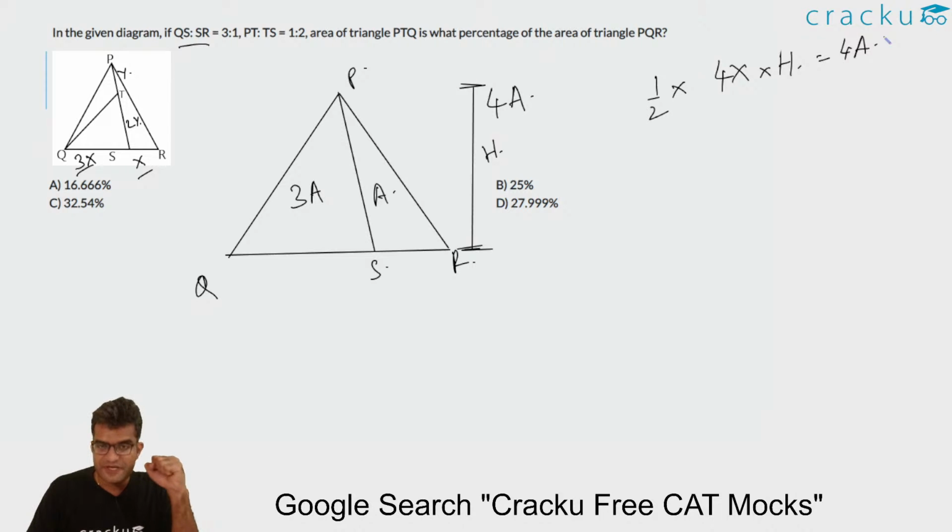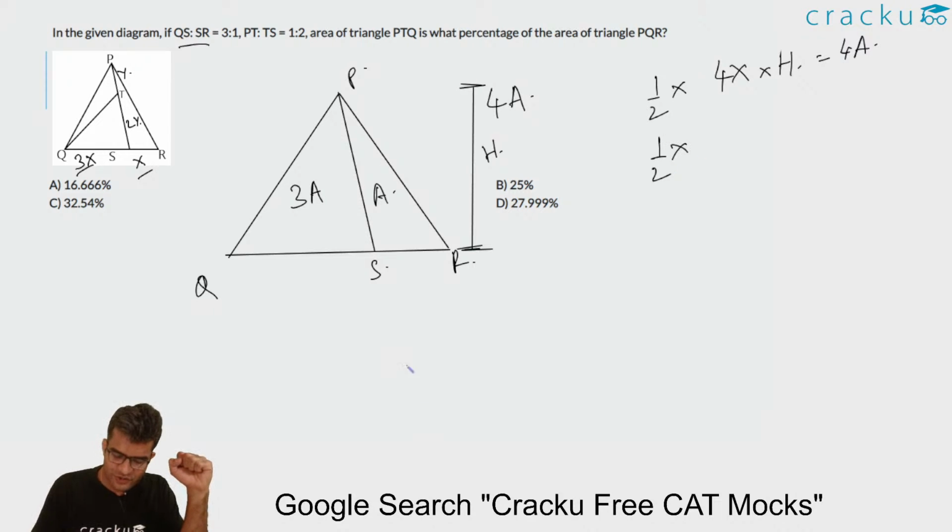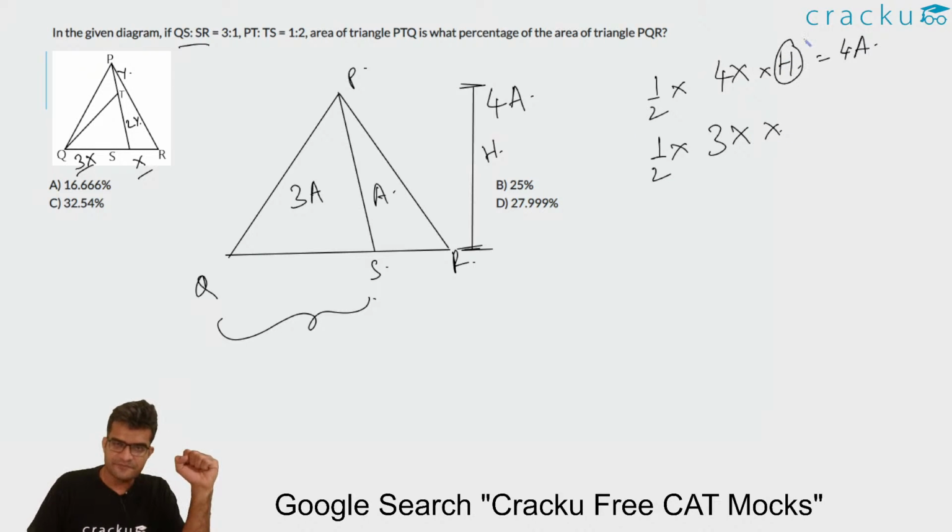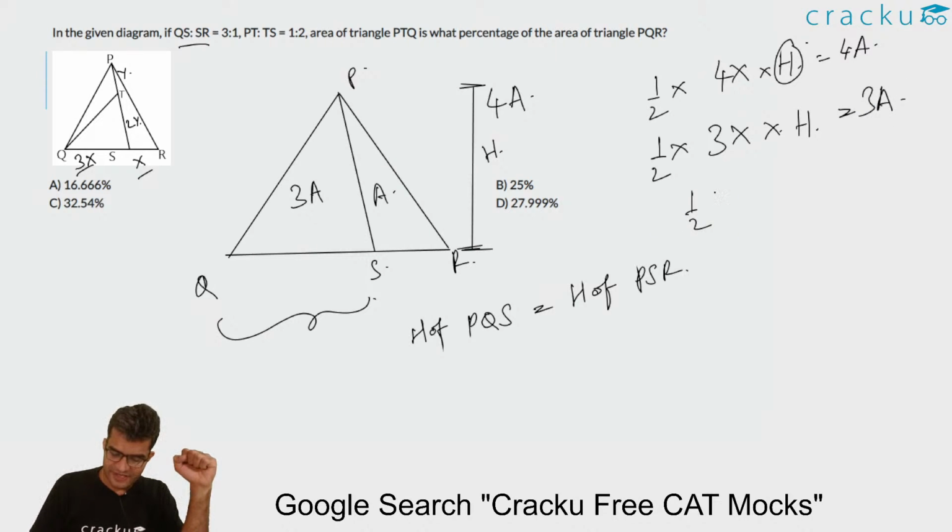What is the area of triangle PQS? That is half into the base, which is just QS, which is 3x, into the height, which remains the same. The height of triangle PQS is equal to the height of triangle PSR. So the area of PQS will be half into 3x into h, which will be equal to 3A. Similarly, the area of PSR will be half into the base, which is x, into the height of PSR, which is also h. This is equal to A.